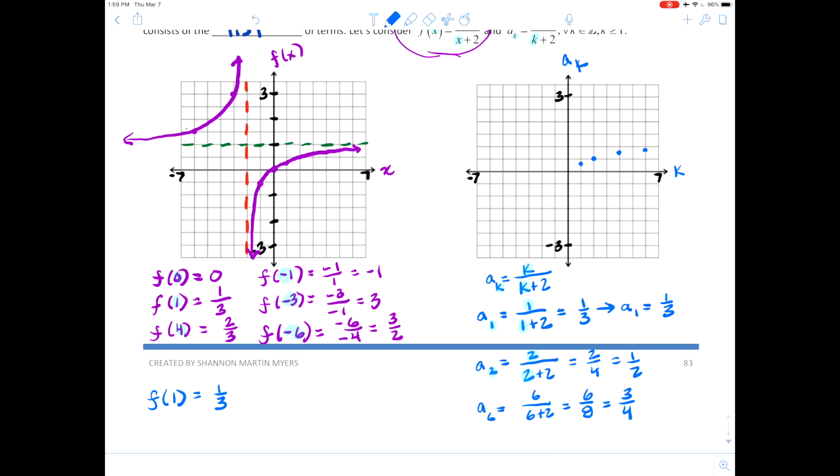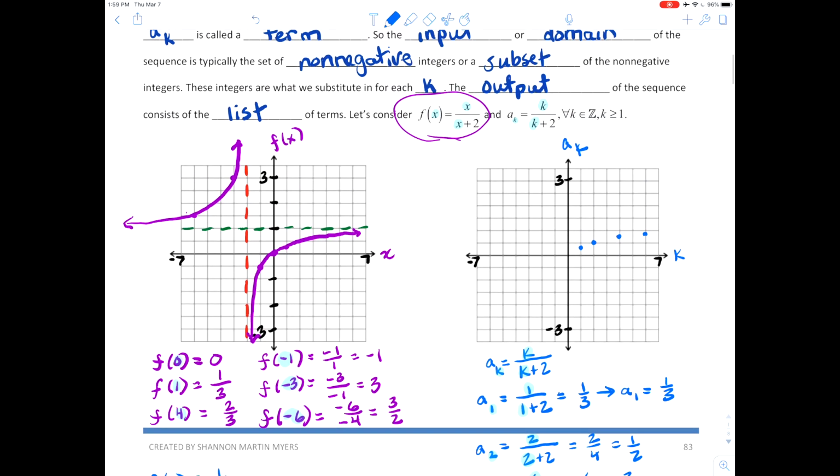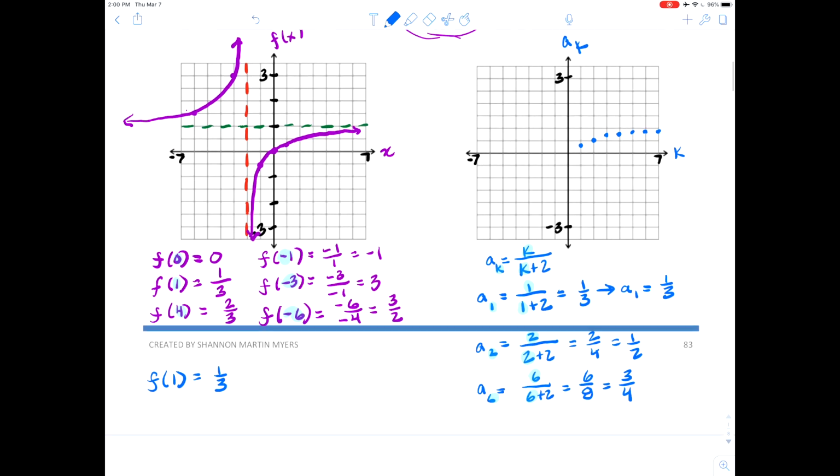Cool? All right, so anyway, we only have 2 inputs missing. We might as well find them. So here we go. A sub 3 is going to end up being 3 over 3 plus 2, so 3/5. And then a sub 5 would be 5 over 5 plus 2, which would be 5/7. And then 7 over 7 plus 2 is 7/9, so 0.777. So you get kind of the gist of it.